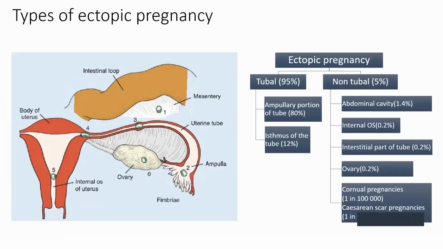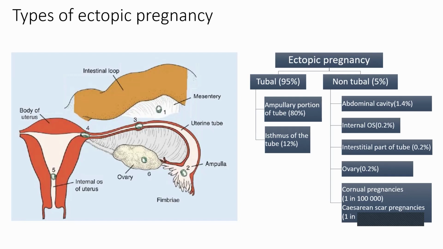When we consider ectopic pregnancy, there are several types. The commonest one involves the tube. 95% of the time, ectopic pregnancy will involve the tube. We call them tubal ectopic pregnancies. Most of the time, the portion of the tube which is involved is the ampullary portion of the tube. And sometimes the middle part of the tube, or the isthmus of the tube, can be involved.